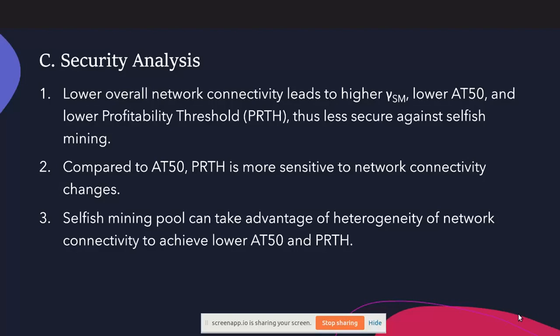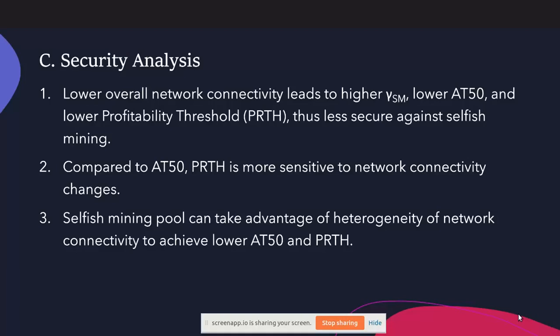We also know that the mining revenue of the selfish mining pool is proportional to gamma_sm. So even a moderate reduction of the overall network connectivity would lead to a significant decrease in the profitability threshold, but a very limited decrease in the attack threshold.